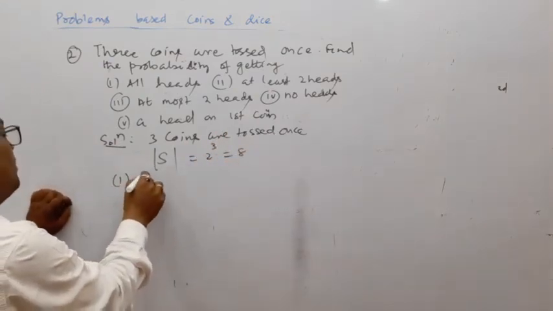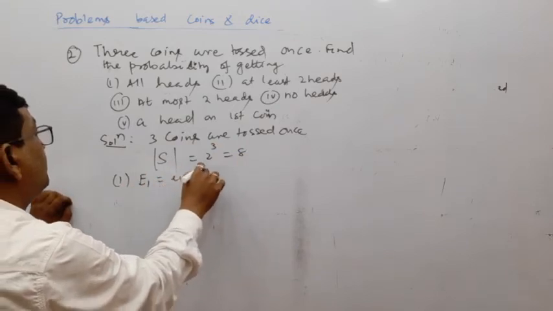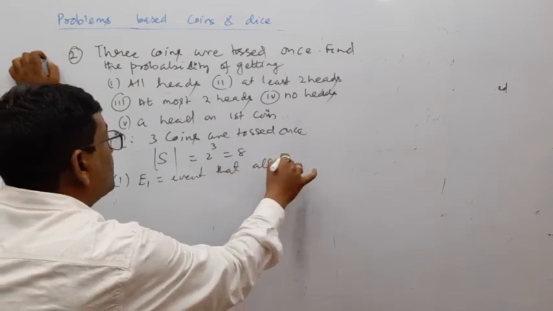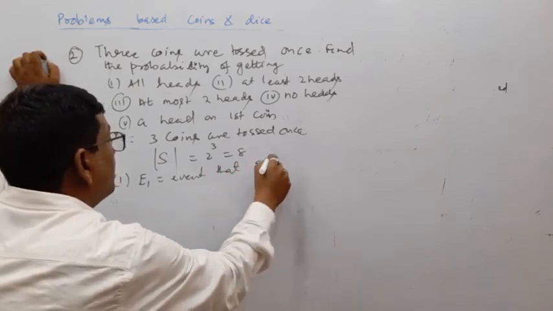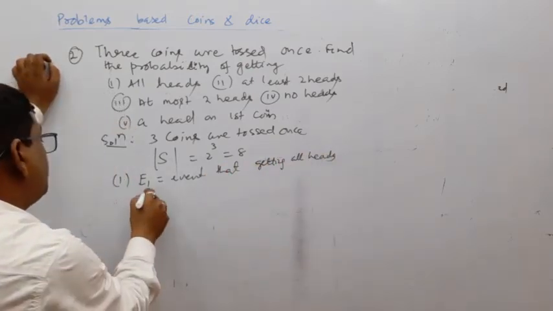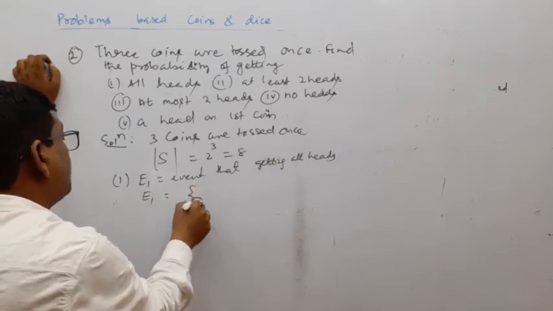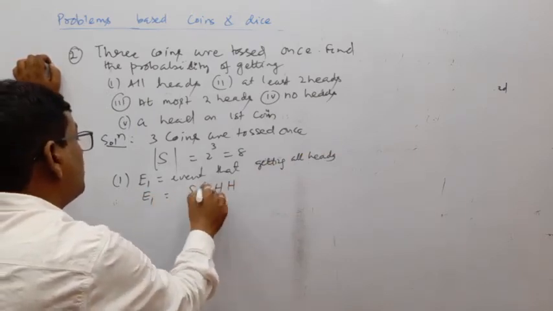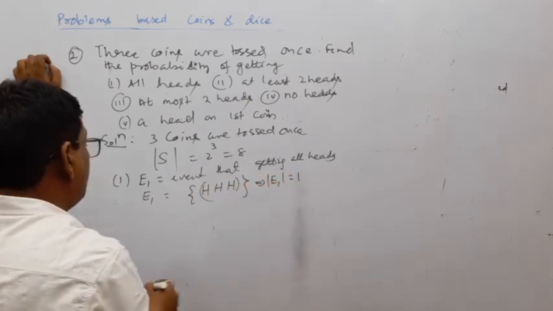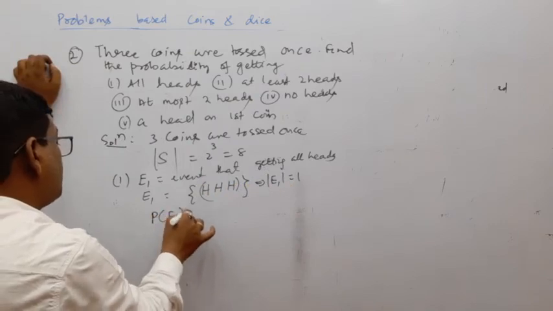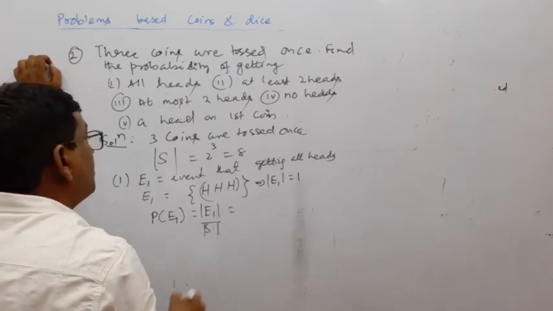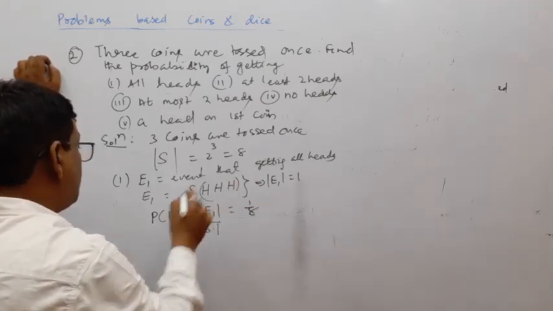First bit: E1 is equal to the event of getting all heads. So E1 is the event, that is what? Getting HHH, so the cardinality of E1 is equal to 1. So P of E1 is equal to the cardinality of E1 divided by the cardinality of S. So that is 1 by 8.